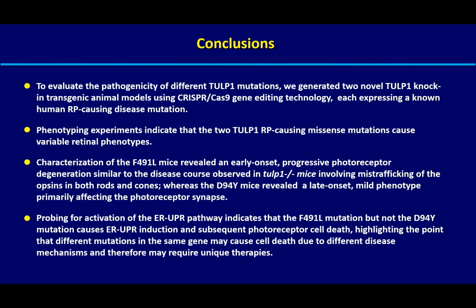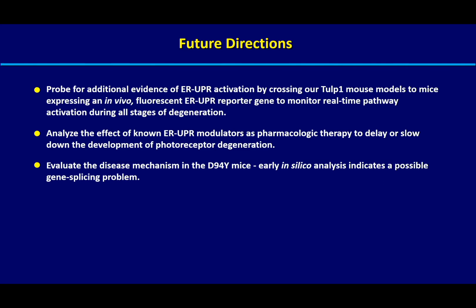Next slide. So these studies form the basis for future directions where we want to probe for additional evidence of ER-UPR activation. And then most importantly, we want to analyze the effect of known ER-UPR modulators as pharmacological therapy to then delay or slow down the development of photoreceptor degeneration. So if we can highlight some of these upstream pathways, we're hoping to, with pharmacological therapy, hit these pathways at different levels and try to delay or slow down photoreceptor degeneration.